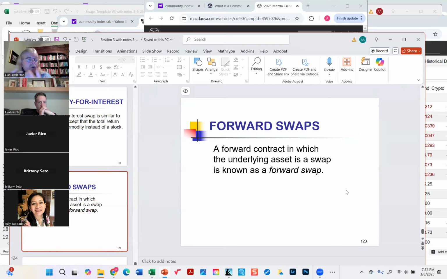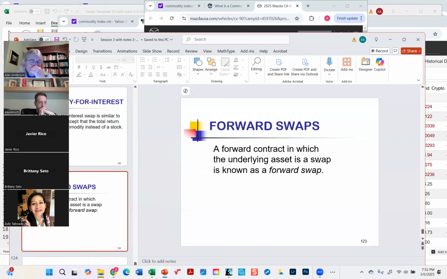Okay. So let's say you want to enter into a swap paying the fixed rate for the floating rate, but you don't want that rate to go up in the future. So enter into this contract now so you can lock in the current forward fixed rate instead of having to wait 6 months and worry about it going up. So we have a forward swap.